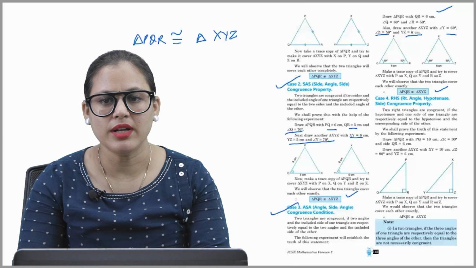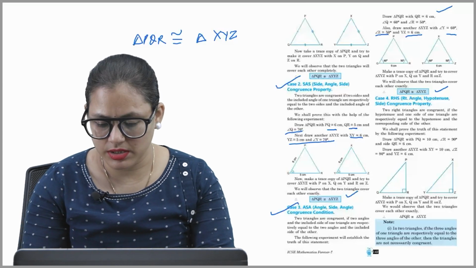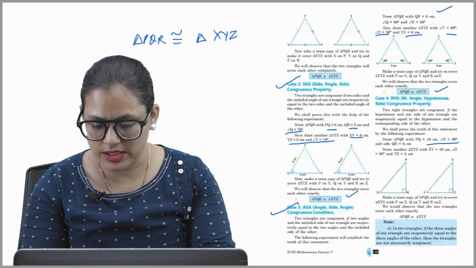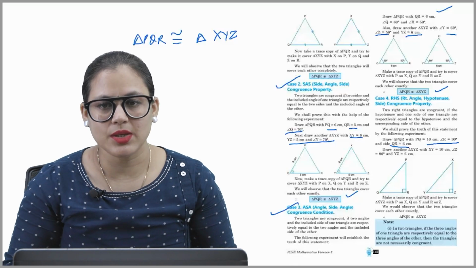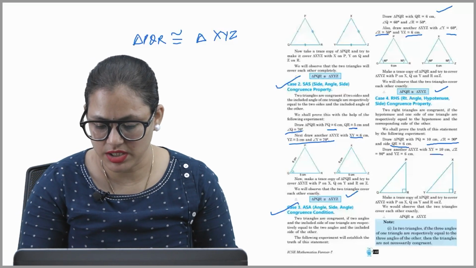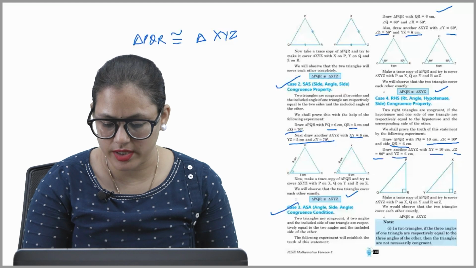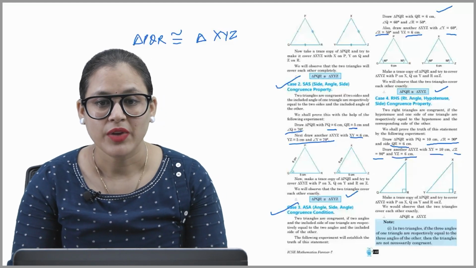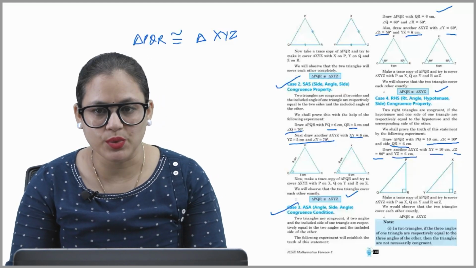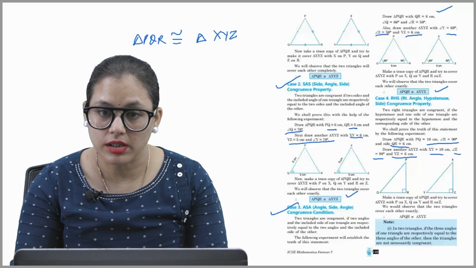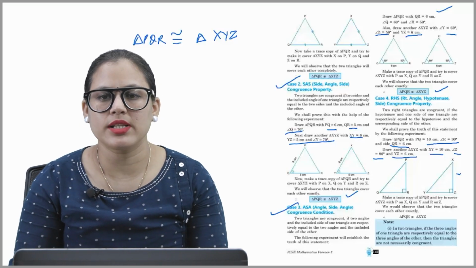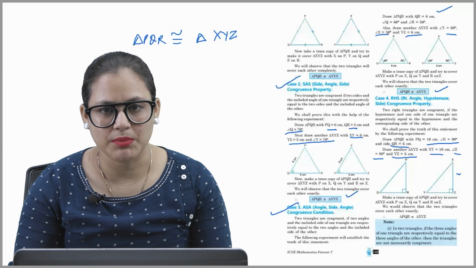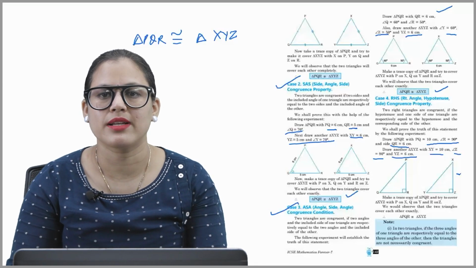Draw a triangle PQR with PQ equal to 10 cm, angle R equal to 90 degrees and QR equal to 6 cm. Draw another triangle XYZ with XY equal to 10 cm, angle Z equal to 90 degrees and YZ equal to 6 cm. Make a trace copy of triangle PQR and try to cover this triangle with P on X, Q on Y and R on Z. You will observe that the two triangles cover each other exactly. That means triangle PQR is congruent to triangle XYZ.